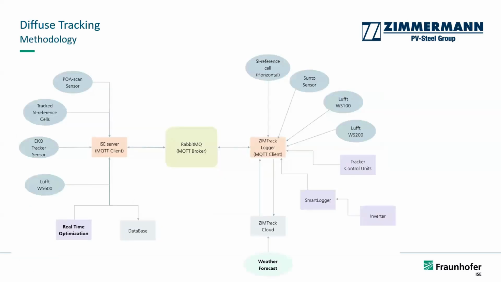So we have quite a broad set of sensor measurements that we want to combine all together. Also, they have different ownership. So we use MQTT to combine them and store them in our own database, as well as integration with a weather forecaster. And this will allow us to perform real-time optimization and real-time operation of the system.